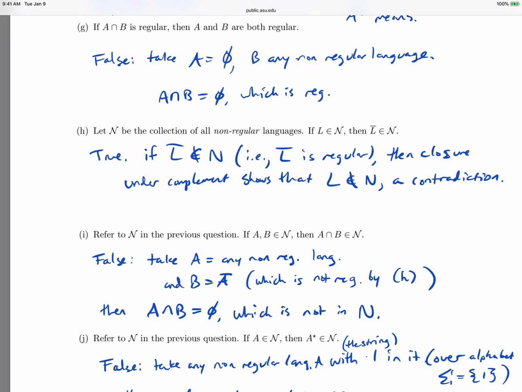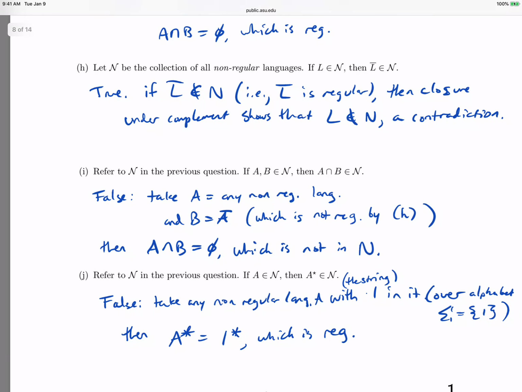regular languages are closed under complement. Non-regular languages are also closed under complement, because if it went out to the regular languages, then it would stay over here in the regular languages, because they're closed under complement. So they must be closed under complement too.